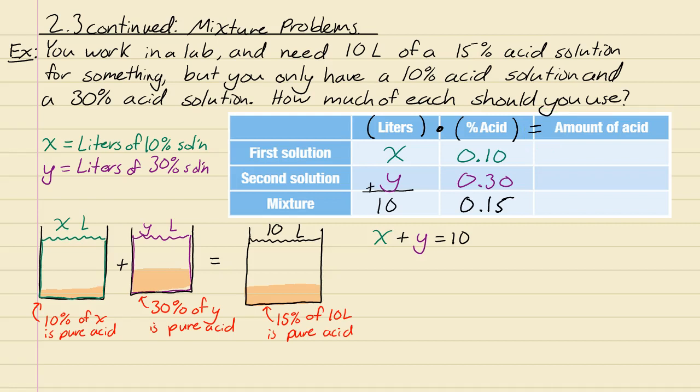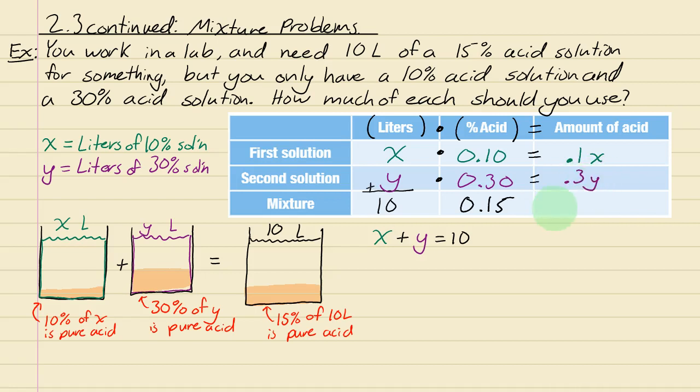So specifically here, if you do x times 10%, you will get 10% of x. So I'm going to multiply these to get 0.1x here. And then 30% of y, we multiply 30% times y to get the volume of pure acid there, which will be 0.3 times y.